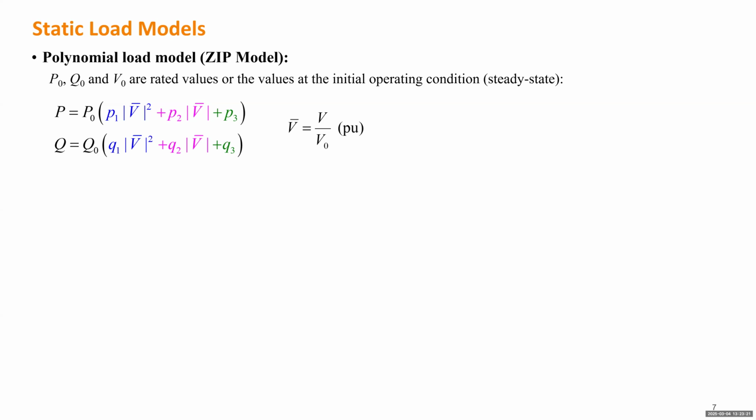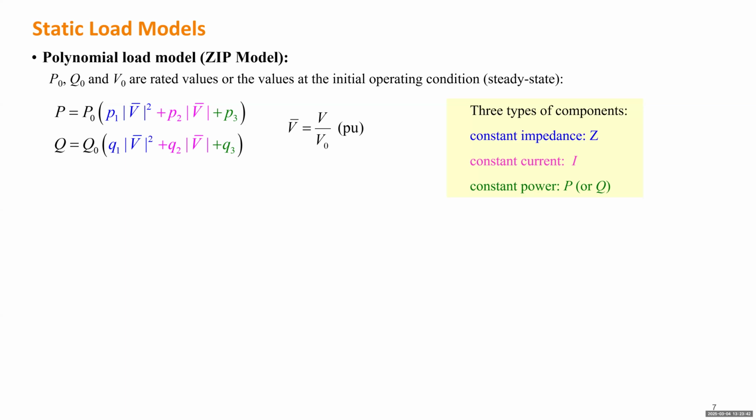So now you understand why we call it the ZIP model, because P1, P2, P3 define the constant impedance, constant current, and constant power components for the entire load. Similarly, for the reactive power, we have Q1, Q2, Q3. They define the constant impedance, constant current, and constant power elements. That's why we call it the ZIP model, because we treat this type of load as formed by three types of elements, which respectively have constant impedance, current, and power in both active power and reactive power.